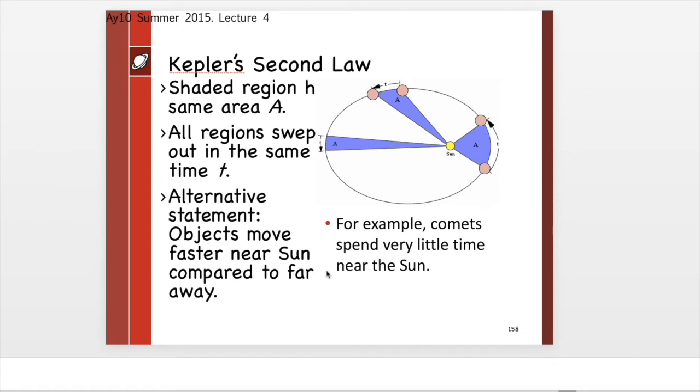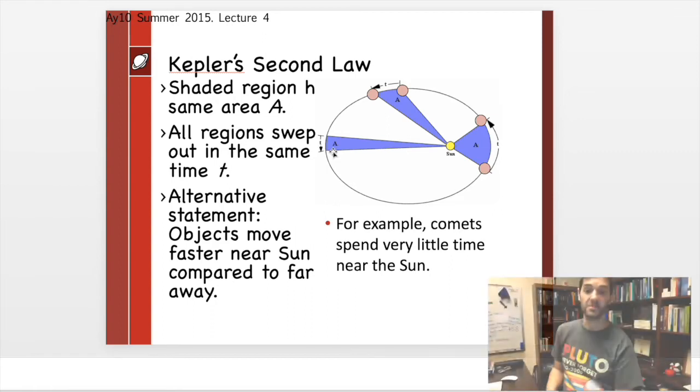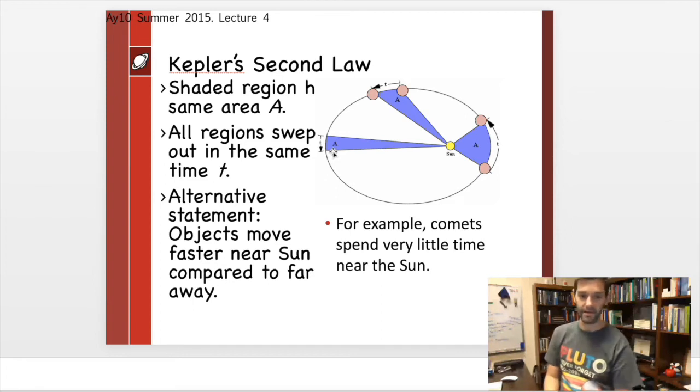An alternative way of saying that is that when you are closer to the Sun, you move faster, and when you are farther away from the Sun, you move slower. Which is why, for example, Halley's Comet spends most of its century-long orbit really far away from the Sun, and then spends a month or so really close to the Sun, which is why we can only see it about 2 months out of every 100 years or so.